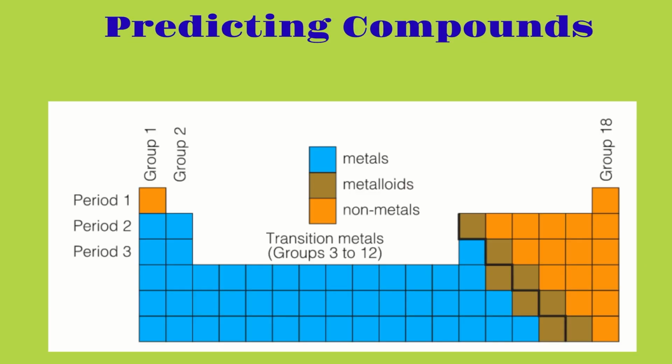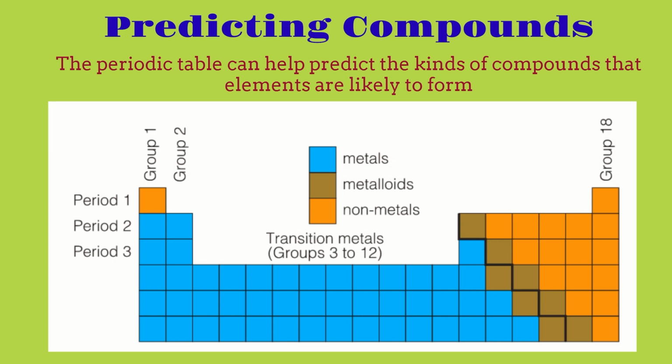So first thing is predicting compounds. The periodic table can actually help us to predict the kinds of compounds that elements are likely to form. Inside of the periodic table, there are 3 different things that can help us to do this, and this is because of the metals, nonmetals, and also metalloids.